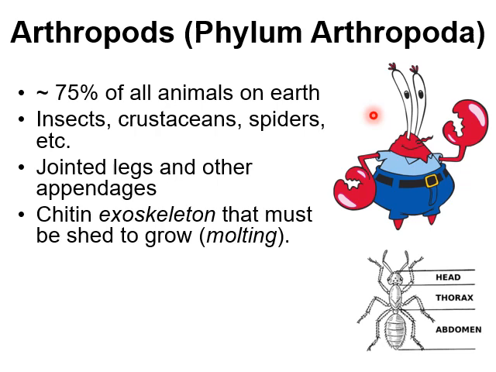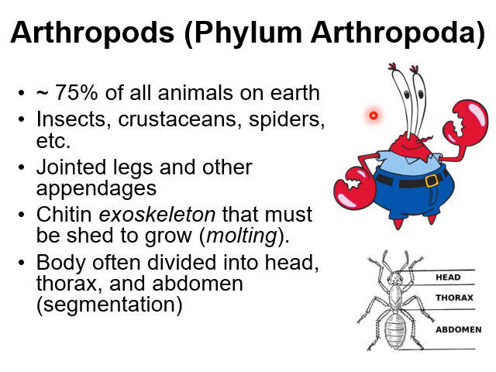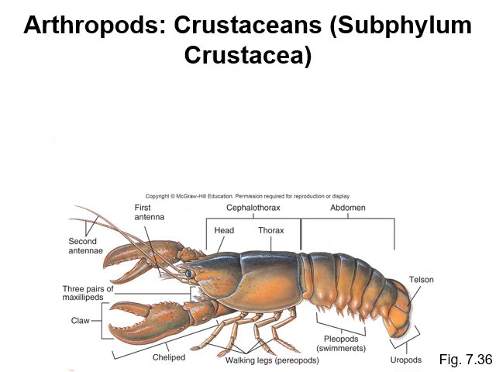Anyway, with arthropods, the body is often divided into a few different parts. In this ant, for instance, we have a head, a thorax, and an abdomen. And you can really see the segmentation there, right? We have a head segment, a thorax segment, and then these different segments along the abdomen. You can see the same thing in this lobster here. We have a head, thorax, and then these abdomen sections.